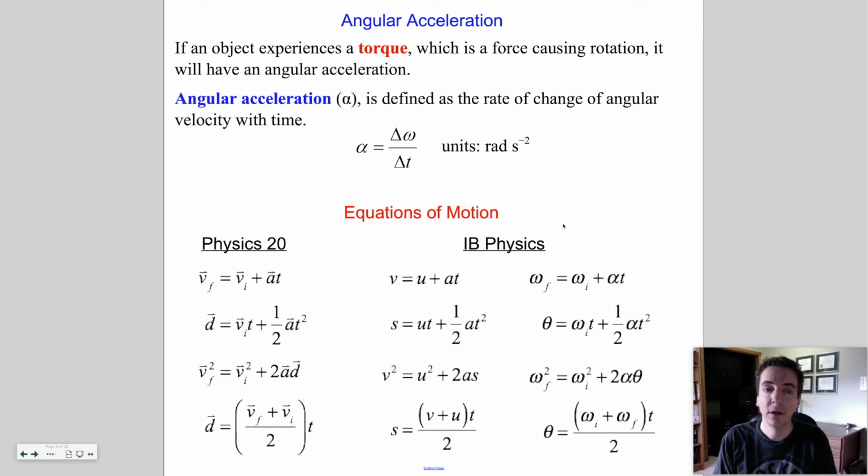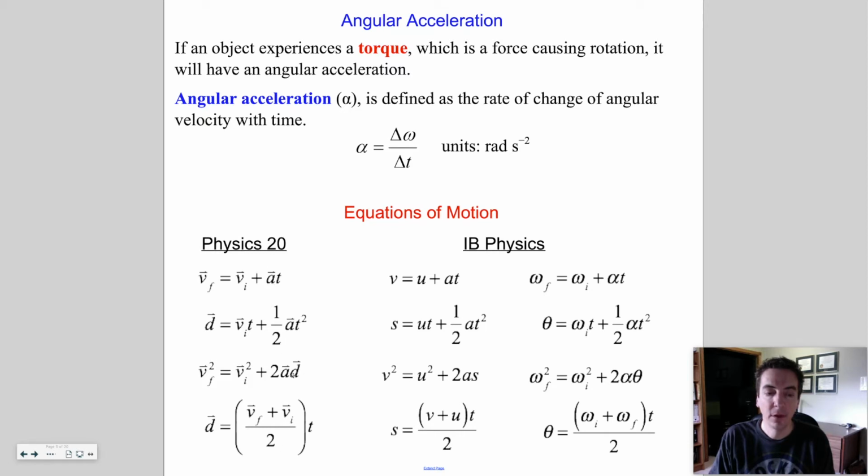Angular acceleration, the symbol for that is alpha. Angular acceleration is defined as the rate of change of angular velocity with time. So, very familiar definition of an acceleration: change in velocity over change in time. Here we've got change in angular velocity over change in time. Instead of the units for linear acceleration being meters per second squared, here we've got the units being radians per second squared.